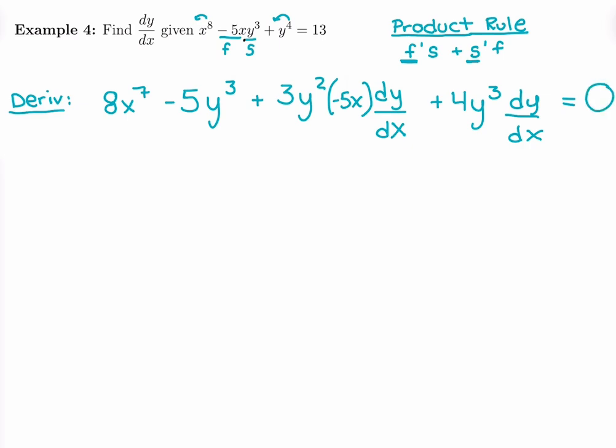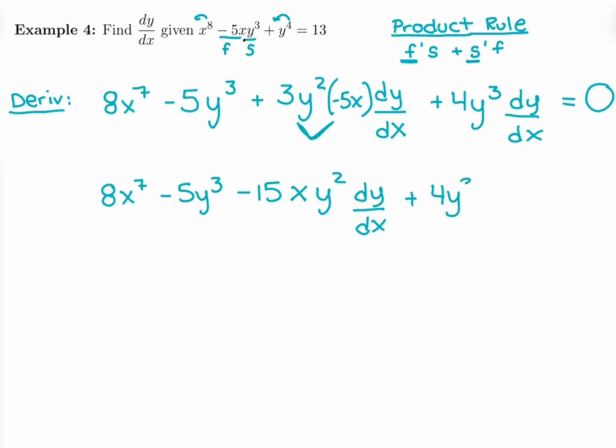Now, I want to solve for dy/dx, but I do have some multiplication to tackle here before I even try to combine like terms. So I'm just going to take a second and multiply those together. So you have 8x to the 7th minus 5y cubed. And then I have 3 times negative 5, which is going to give me a negative 15, and I have an x and a y squared. Order doesn't really matter, but typically in math we go alphabetically, so x is before y. But I really just want to make sure I multiply that 3 times negative 5. That way when I go to combine like terms, I know whether I should add or subtract to move something. So 3 times negative 5 is negative 15xy squared dy/dx, plus 4y cubed dy/dx.